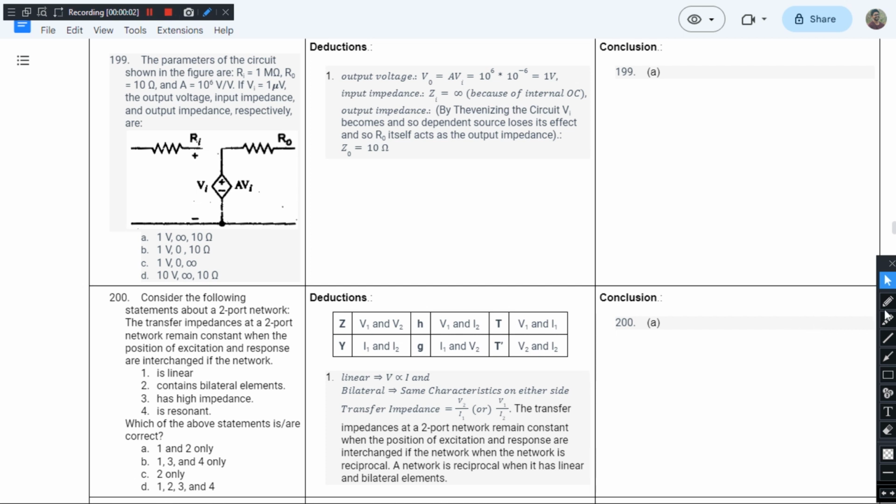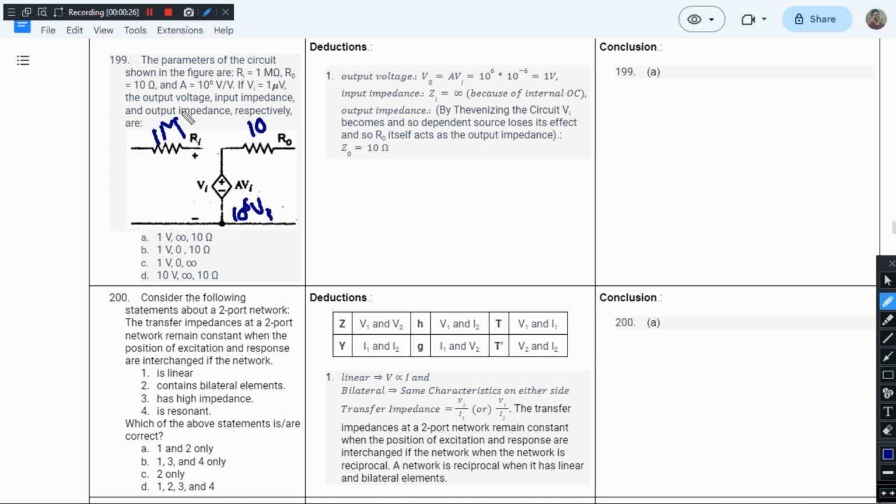This is question number 199 from chapter 1 of J.B. Gupta's book, and the question goes like this. The parameters of the circuit shown in the figure are Ri equals 1 mega ohm, R0 equals 10 ohms, and the value of A is equal to 10 to the power of 6, so the dependent source is 10 to the power of 6 Vi.